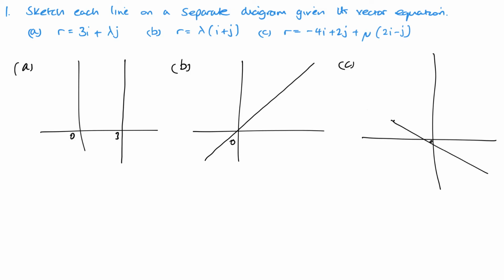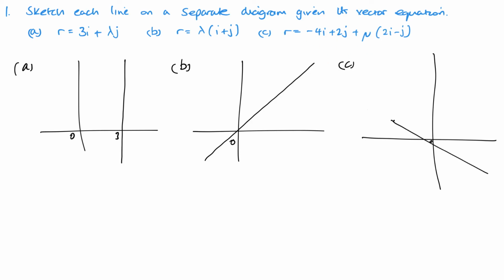Now, if you're unsure, just stay tuned. So, like this first one, 3i, so the coordinate 3i in the x direction, and then the line is going to go in the y direction. This one, we've got lambda times i plus j, so that means it's going to be like 1 across, 1 up, 1 across, 1 up. So it's like the line y equals x.